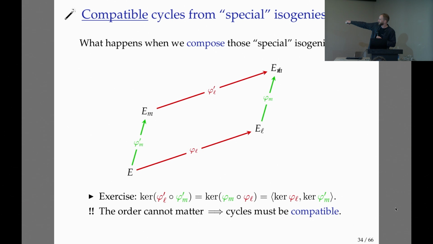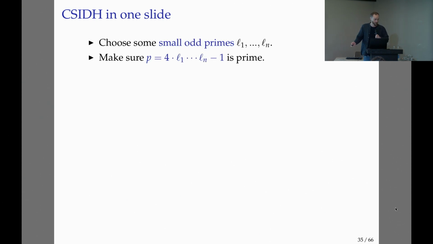Okay, so that's why the L and M are now merged together in this notation. There's no more specified order to it. And you actually get this kind of parallelogram, and it really maps you to the same curve, no matter which order you do stuff in.